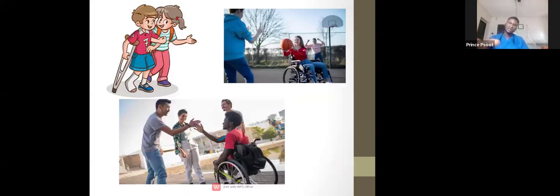For this example, this is a girl here, at least having the basketball being thrown like that. The girl is helping the other person with the crutches, and the guy on a wheelchair is playing his strengths.